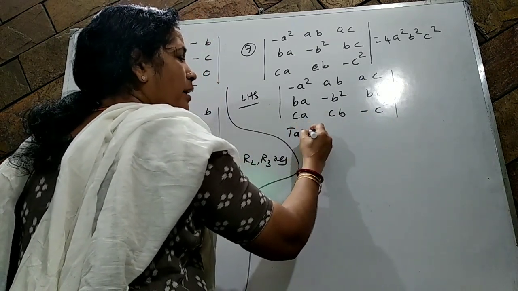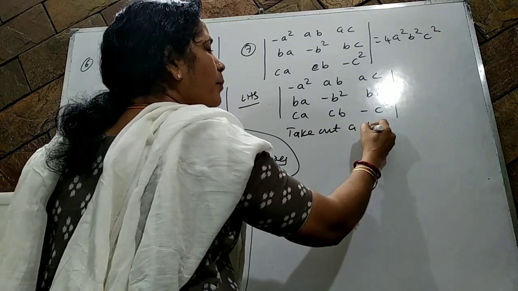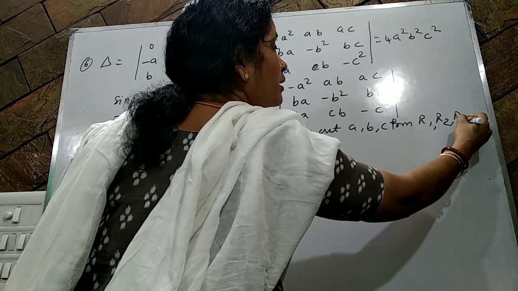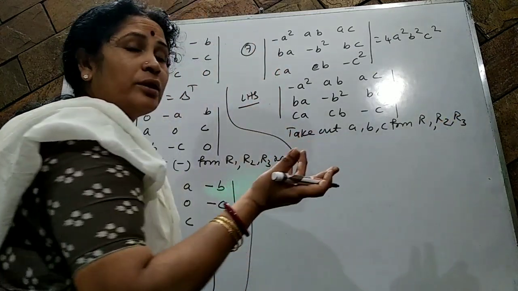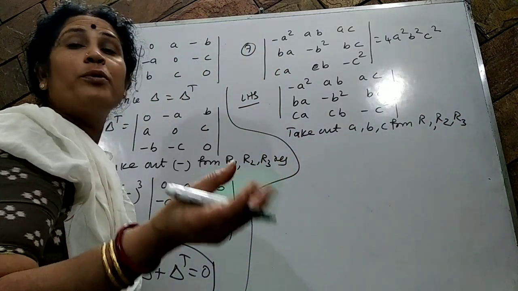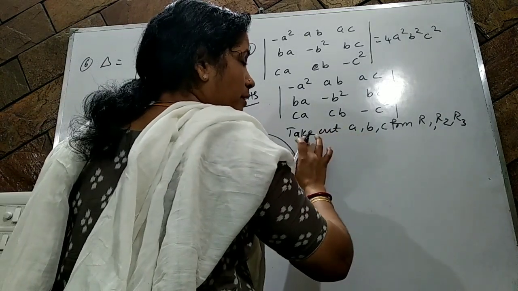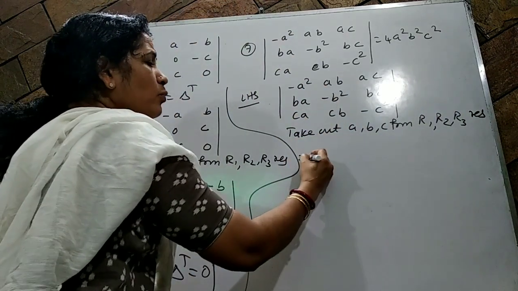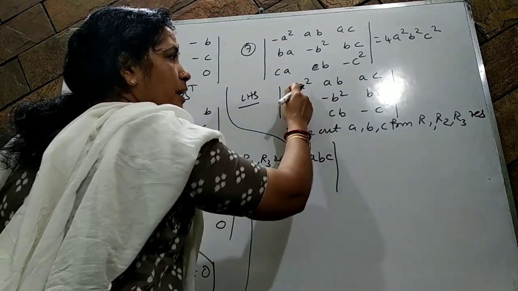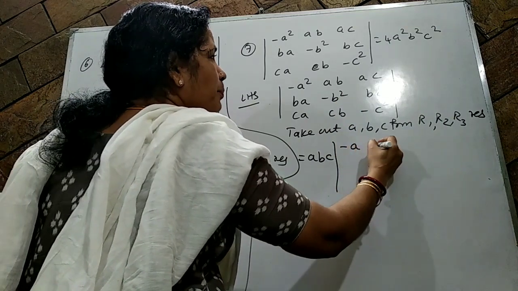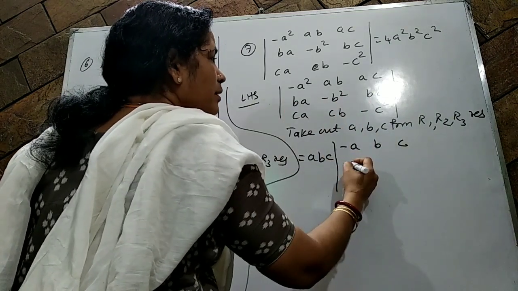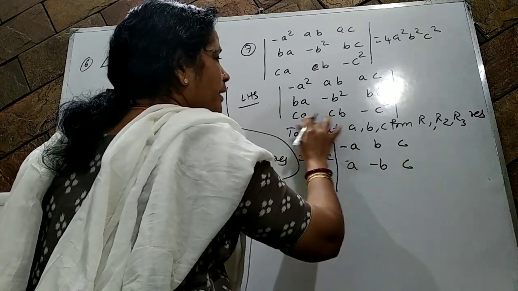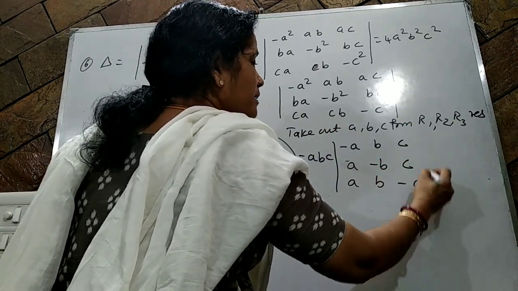Now what I am writing here: take out A, B, C from R1, R2, R3. If you are not writing this sentence, then no one knows what property you are using. So take out A, B, C from R1, R2, R3 respectively. Now that is equal to A, B, C outside. If I take A here, minus A, B, C. If I take B here, A, minus B, C. If I take C here, A, B, minus C.